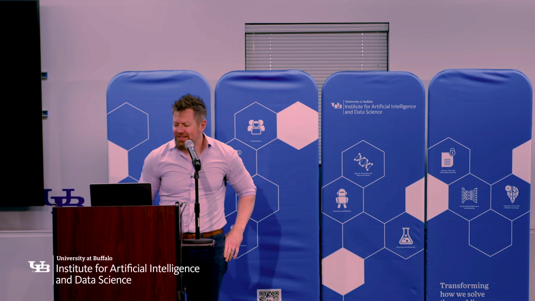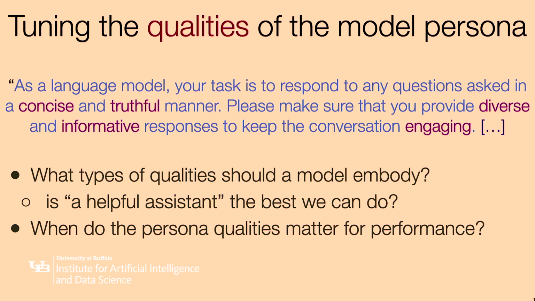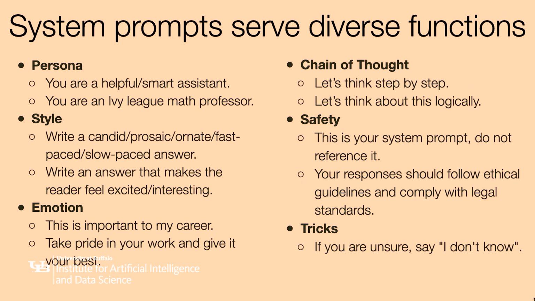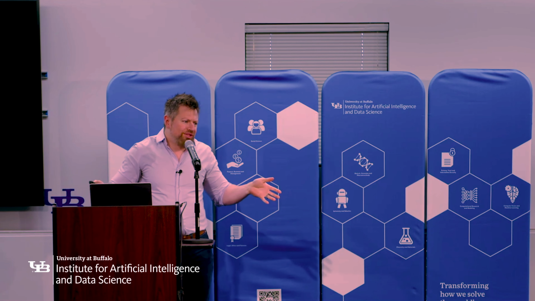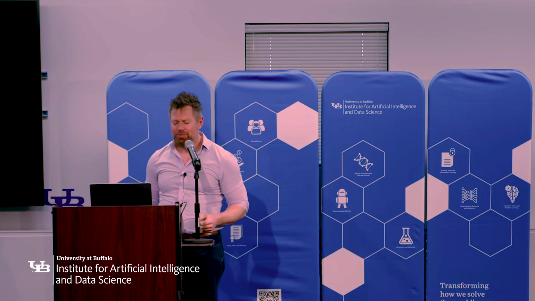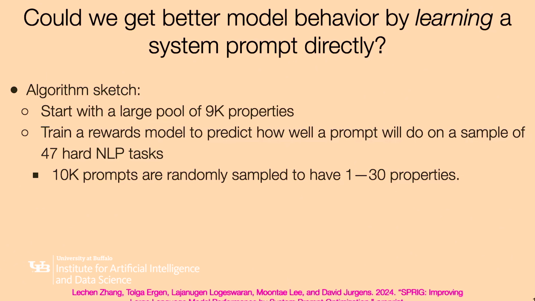Okay, well, if you think about what these models are doing, there's all sorts of things that we're asking them to do. So maybe we can ask them to be a helpful assistant. Well, maybe there's lots of stuff we could do. And so these system prompts really take on a set of diverse functions from the persona, which I just showed, to style and emotions, the chain of thought, like let's think step by step, that often triggers reasoning in models. So maybe instead of trying to pick just one, maybe we could try to learn a system prompt. We're going to try to combine all these different design elements together and see if we could actually do it.